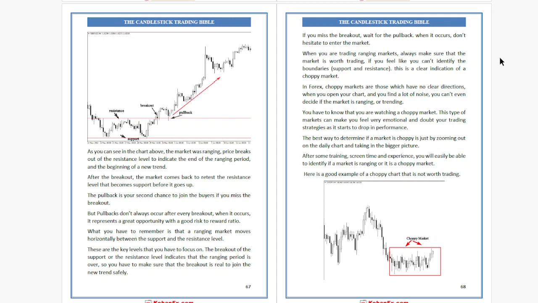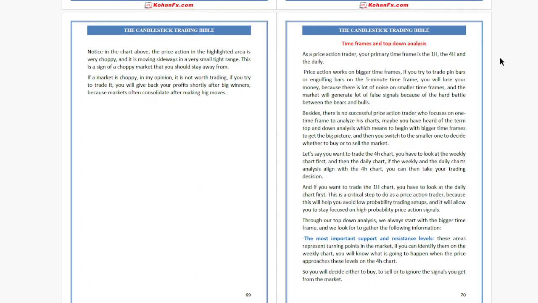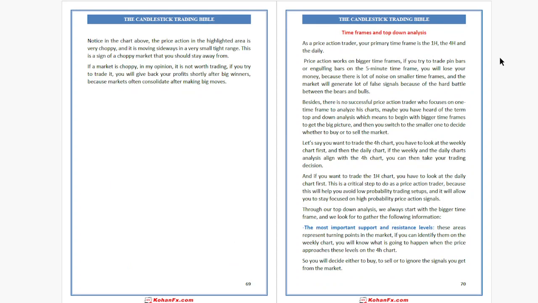After some training, screen time, and experience, you will easily be able to identify if a market is ranging or it is a choppy market. Here is a good example of a choppy market that is not worth trading. Notice in the above chart, the price action in the highlighted area is very choppy and it is moving sideways in a very small tight range. This is a sign of a choppy market that you should stay away from. If a market is choppy, in my opinion, it is not worth trading. If you try to trade it, you will give back your profit shortly after big wins, because markets often consolidate after making big moves.